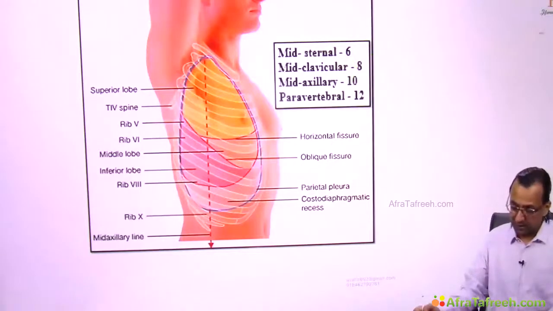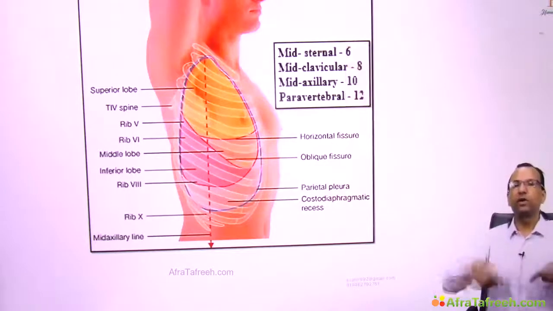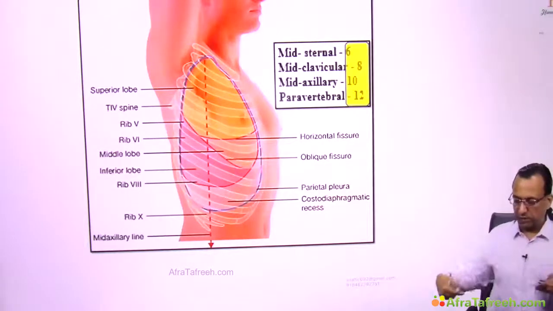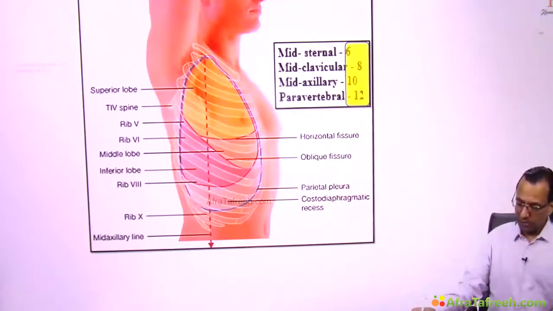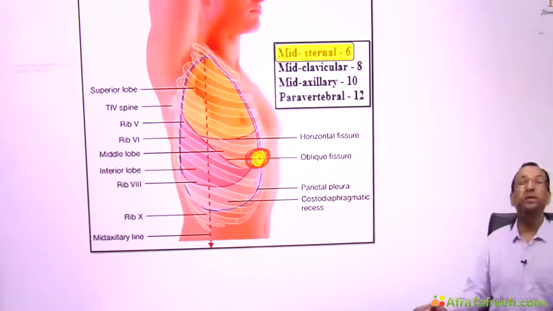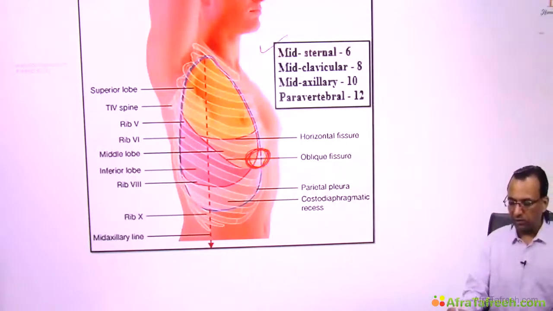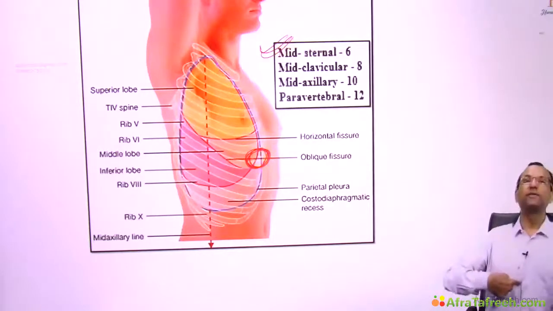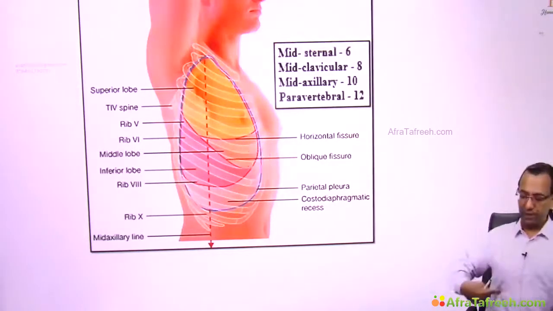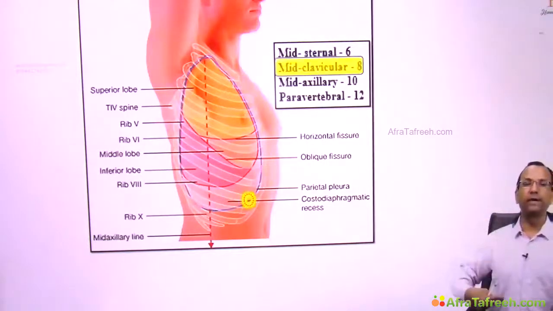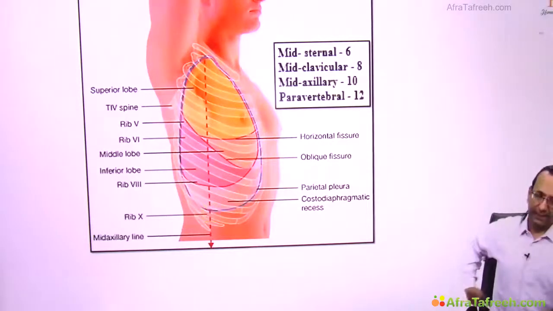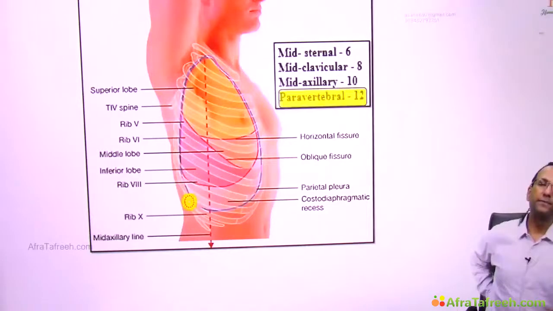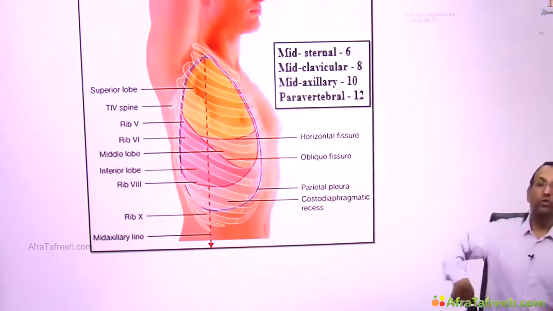Actually, you have to understand that 6, 8, 10, 12 is the inferior diaphragmatic border of the right lung. You will see that at the 6th rib, the pleura is in the mid-sternal line, at the 8th rib it comes to the mid-clavicular line, at the 10th rib to the mid-axillary line, and at the 12th rib it is the para-vertebral line. It runs from the 6th rib to the 12th rib.